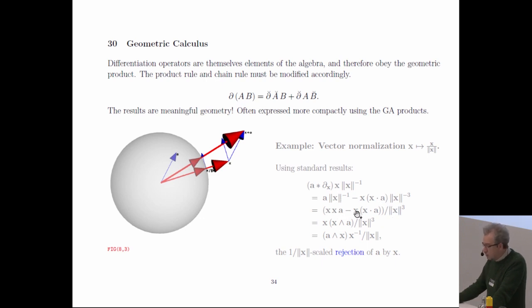then you can group the elements that you get in a form where again we recognize something: a wedge x divided by x. This is actually the rejection of a by x. That is the component of this vector a that is most unlike x. That's exactly the perpendicular, exactly what you would expect. Now classically you would probably have written it as x minus the projection on it, but we have a more compact way of talking about that now. But it all works.